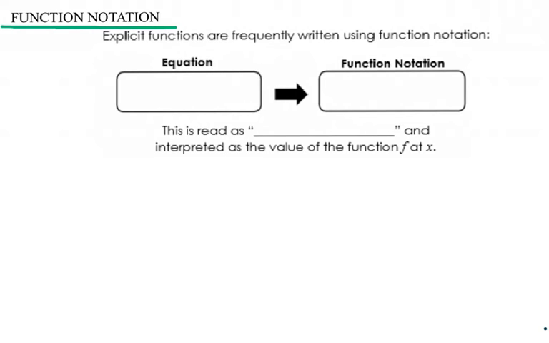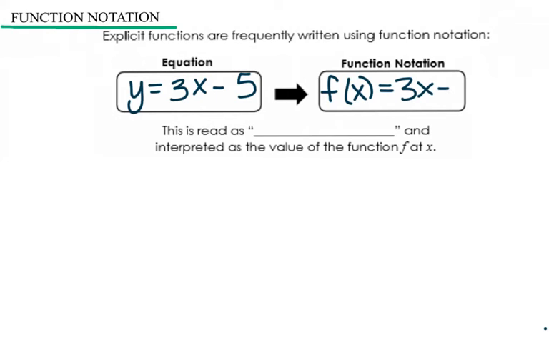Alright, now let's look at some function notation. And this is where people get a little confused. An equation might look like this, y equals 3x minus 5. A function would look like this, f of x equals 3x minus 5. There's no difference. F of x and y are the same thing. You just have to remember that. So this is read as f of x anytime you see that.